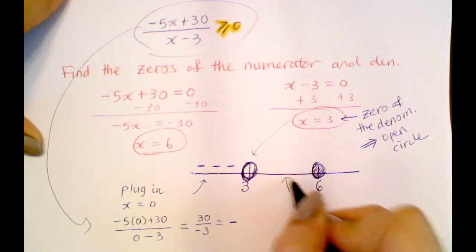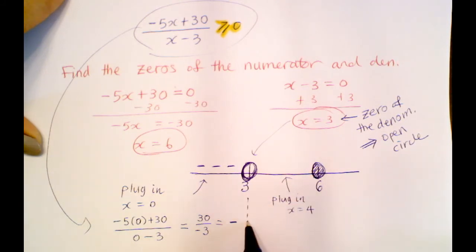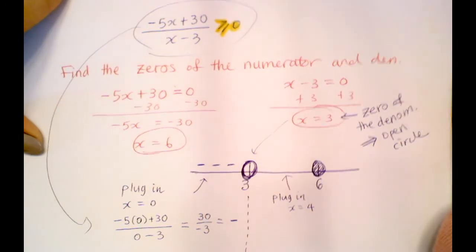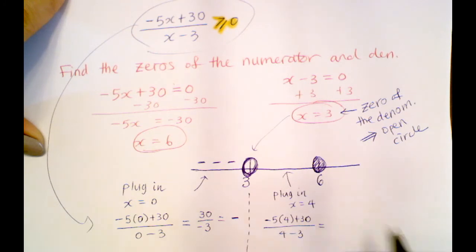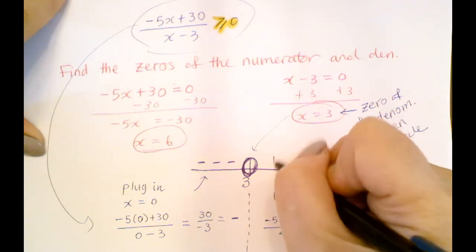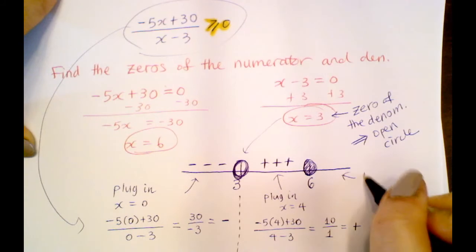Let's find something in the middle. Let's plug in x equals 4 or 5, up to you. But if I plug in x equals 4, I will get negative 5 times 4 plus 30 over 4 minus 3. The numerator will be negative 20 plus 30, so 10. The denominator is 1. Therefore, I will get a positive number.